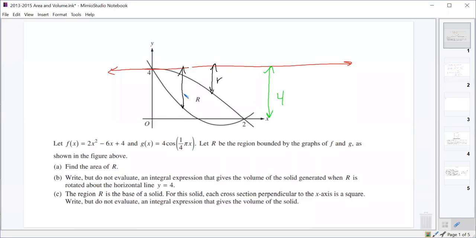We'll call this r. This distance is just the distance up to the parabolic function, so that's just f of x. And this distance is just g of x. So our outer radius should be 4 minus f of x, and our inner radius should be 4 minus g of x.